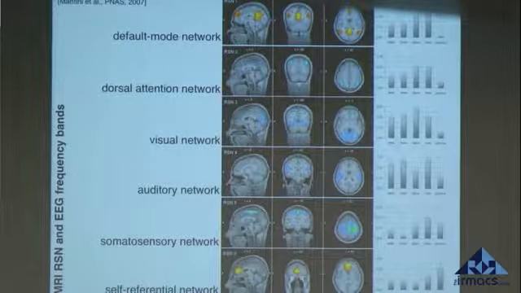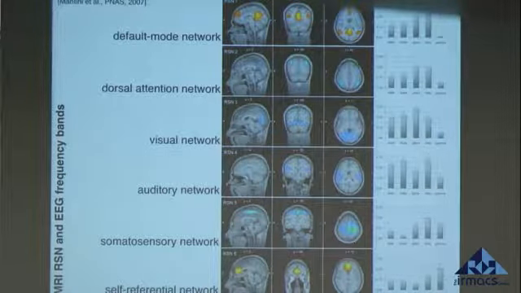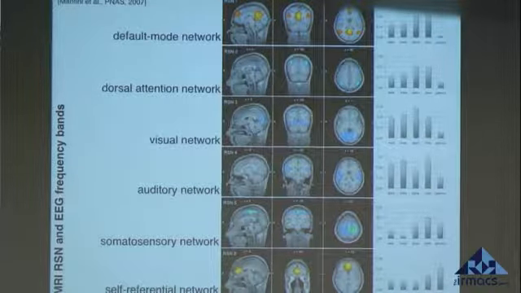Now there was another study in 2007 by Mantini, Corbetta and colleagues, where they used a more sophisticated methodology. They first identified fMRI resting state networks, which you can see here, and then they looked for a signature for each of those fMRI resting state networks, on how much energy is contributed in the different EEG bands to each of those networks.